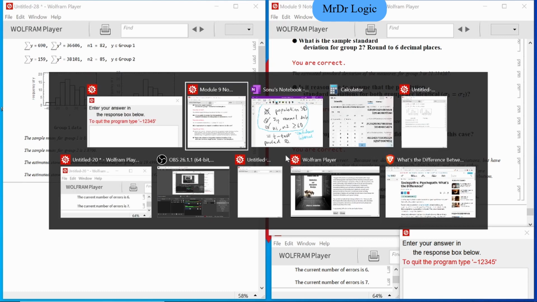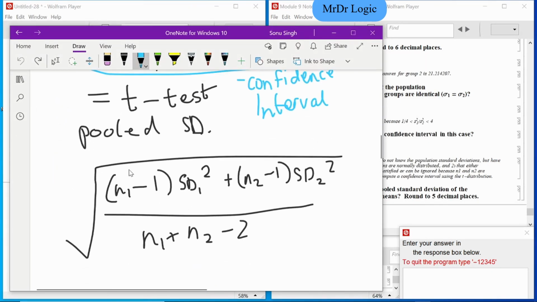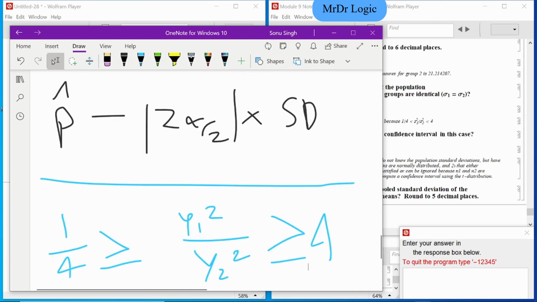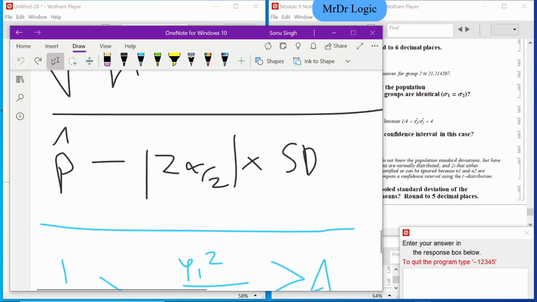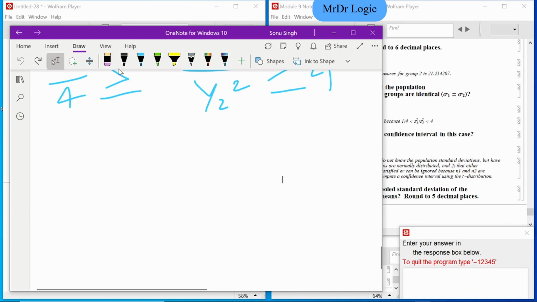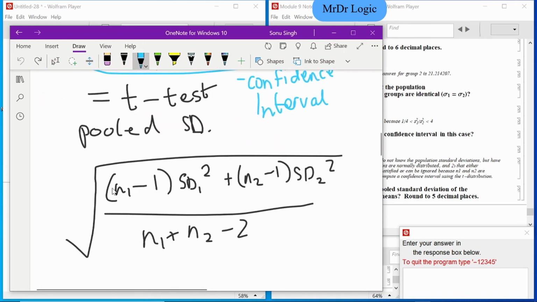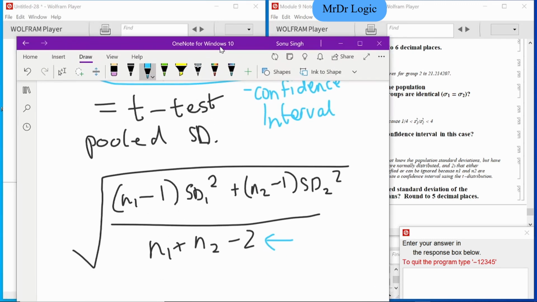Pooled standard deviation. So the pooled standard deviation is just this. Well, what happened? Okay. So yeah, this entire monstrosity. What I usually like to do is establish this one first before I continue, so I know a good place to start.